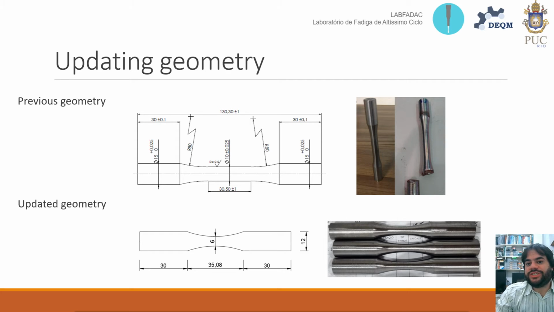So in order to reduce the grip pressure, we updated the geometry to a thinner cross-section, which allowed to maintain the stress levels while reducing the loads. This geometry was chosen because we had previously used it before, and therefore we had already the adequate SN curves already determined.